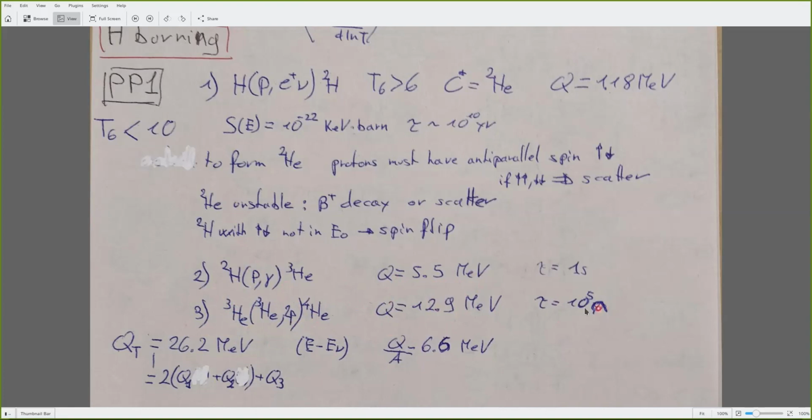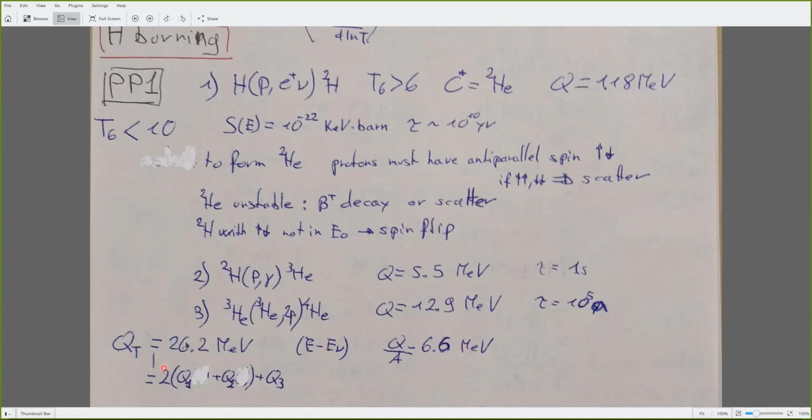Here it takes more time. Obviously, we have helium-3, which has a higher atomic number Z, so it is more complicated. It takes 10 to the 5 years, but we have enough time.